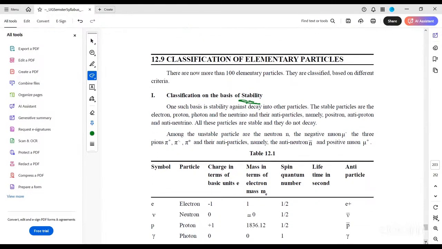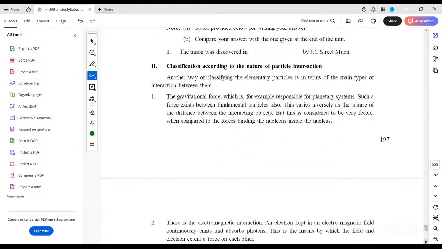First one is based on stability and second one is based on nature. Third one is based on the spin. Fourth one is based on their mass. So there are 4 ways it is classified.